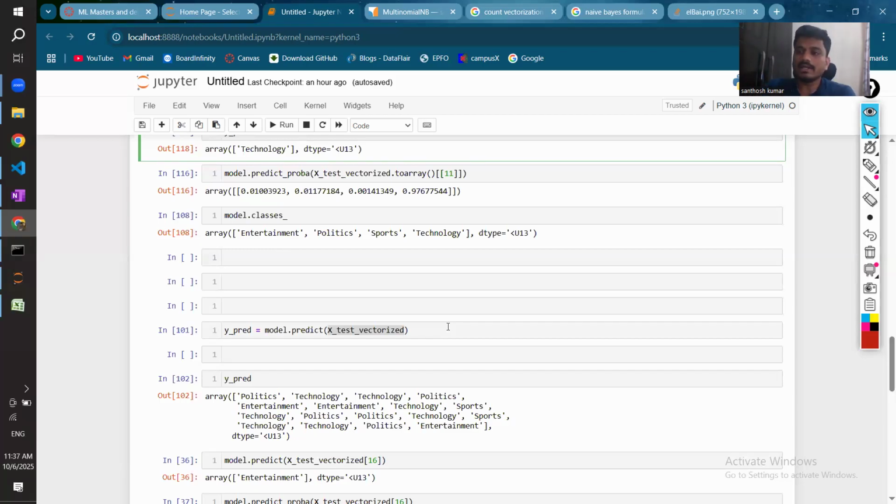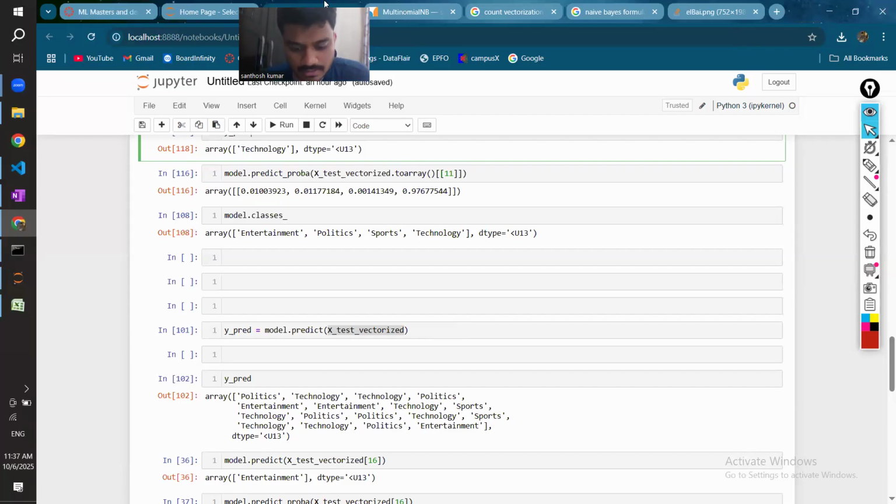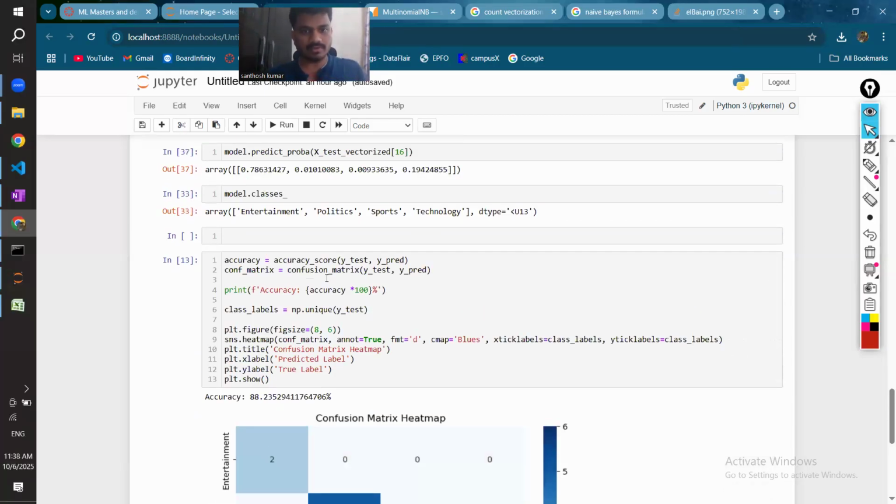For example, in the Titanic dataset, you directly have the features. Features are given to you, so you can directly train it. Here the features are not directly given, so you need to convert the text into features and then train it. And after that, same thing. So here also you have accuracy score, you have confusion matrix.